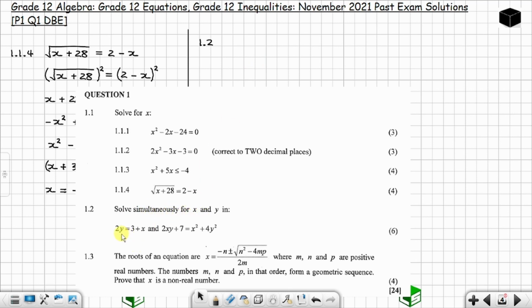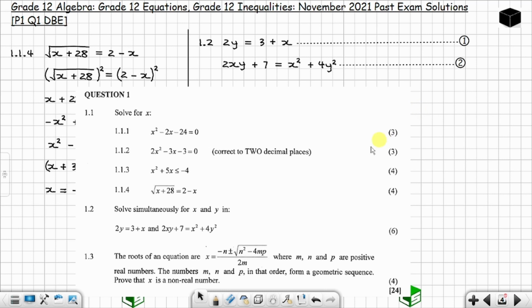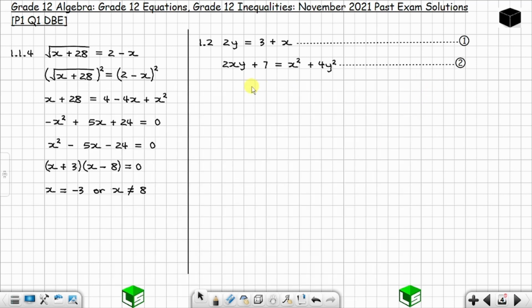So you have the first one, which is 2y is equal to 3 plus x. Let's call this our first equation. And we have this one, 2xy plus 7 is equal to x squared plus 4y squared. Let's call this our second equation. Okay, let's close this for now. You have to solve for x and y simultaneously.